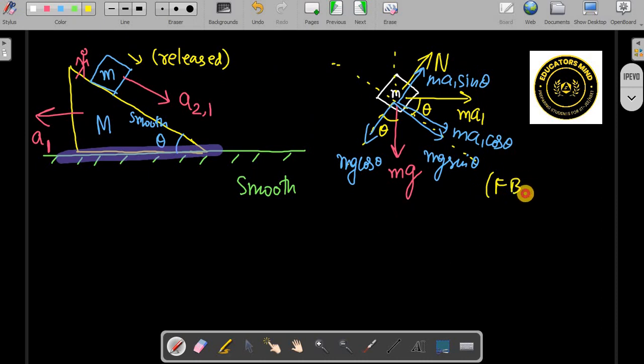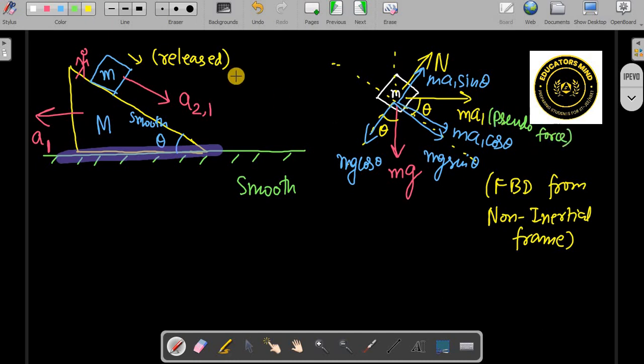So now this free body diagram is from a non-inertial frame. This is the FBD from the non-inertial frame. So where is the pseudo force? This ma1, this is the pseudo force. Now it will be balanced in this direction, right? Normal and ma1 sin theta, let's balance it. So normal plus ma1 sin theta will balance mg cos theta, right?